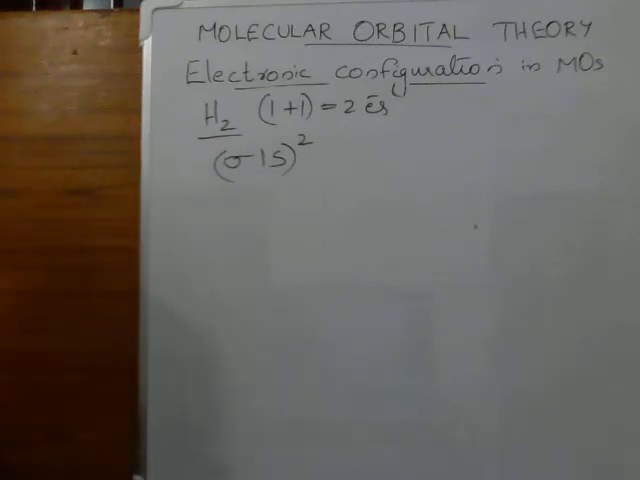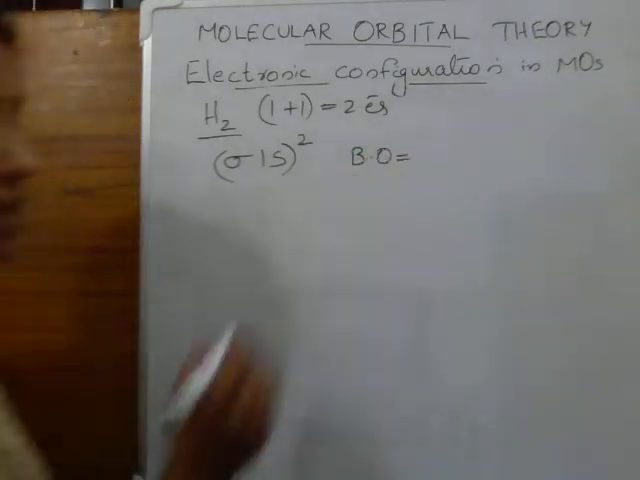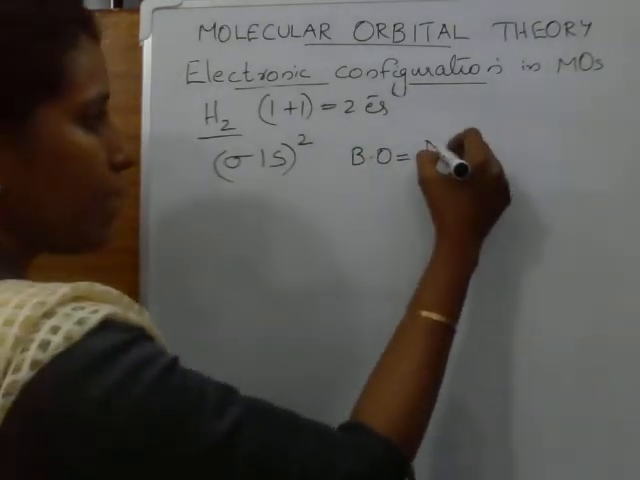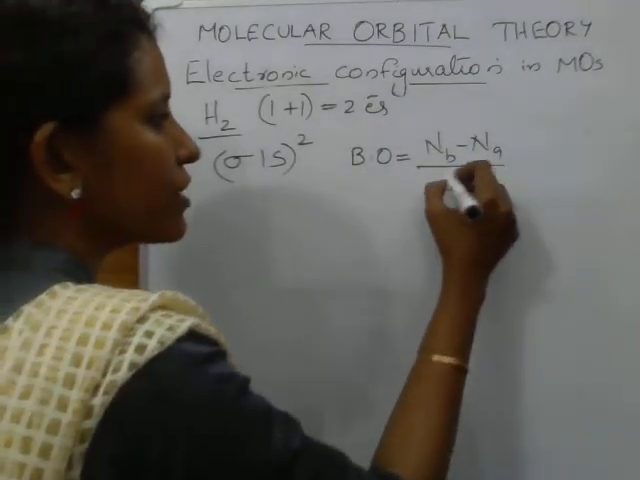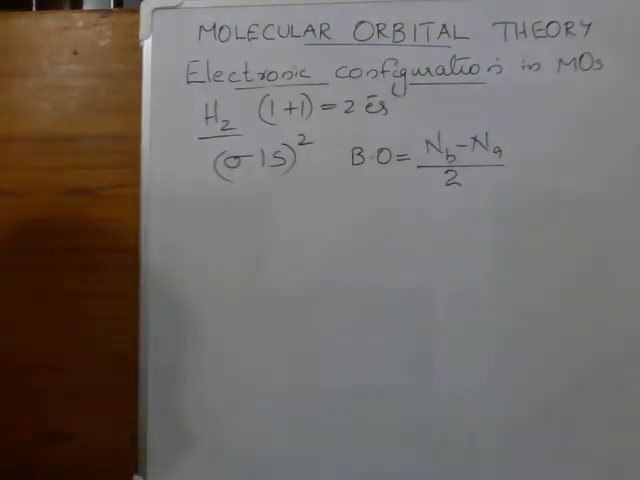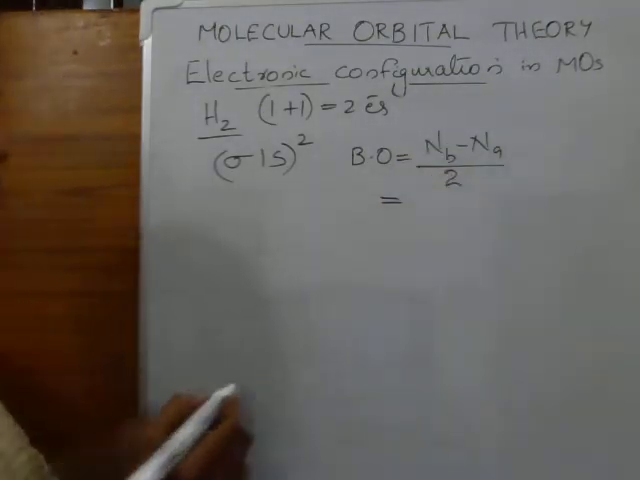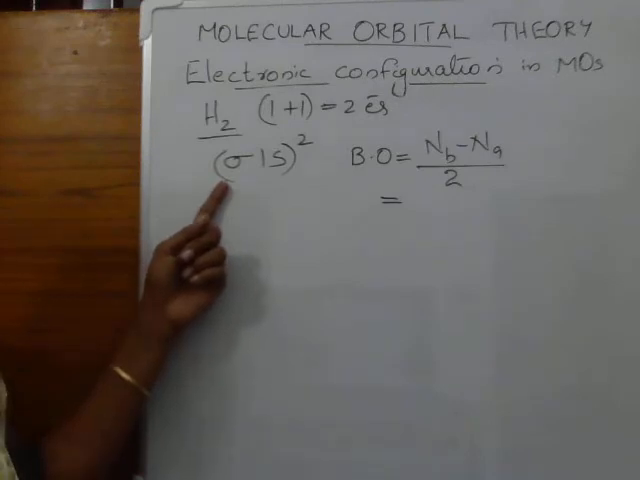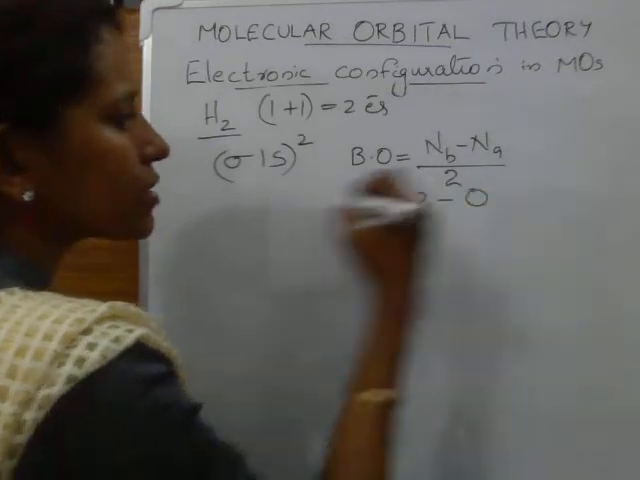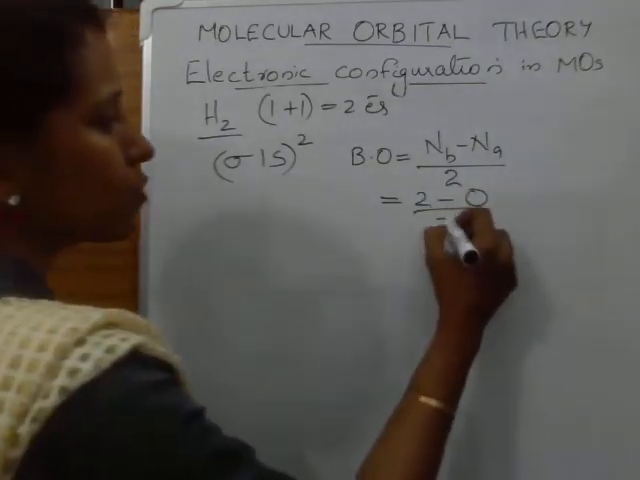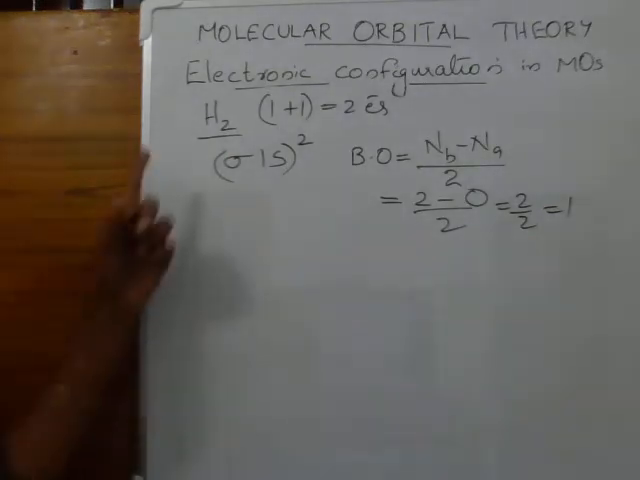Once we got the electronic configuration, we can determine the bond order. What is bond order? Number of electrons in bonding MO minus number of electrons in antibonding MO, divided by 2. How many electrons in bonding MO? There is only the bonding MO with the 2 electrons. That means 2. Antibonding molecular orbital electrons 0, by 2. That means 2 by 2 equal to 1. Bond order of H2 molecule is 1.